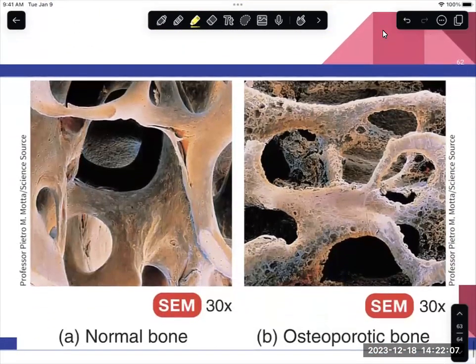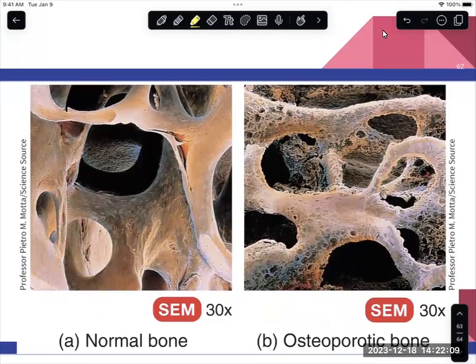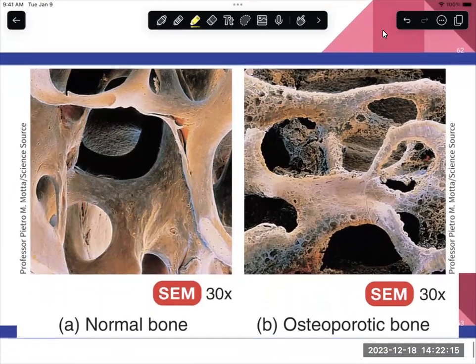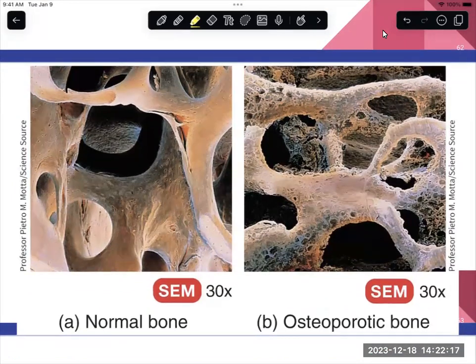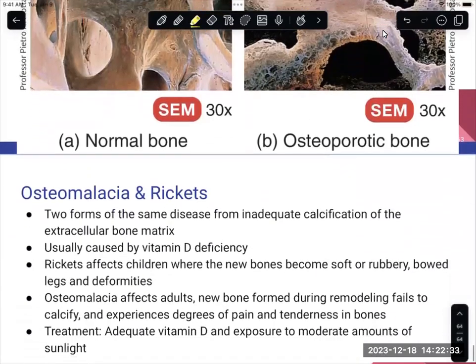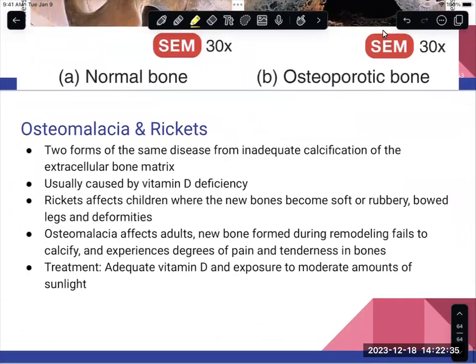And this is kind of a nice example. It shows a normal bone, spongy bone on one side, on the left side. On that right side, you can see that osteoporotic bone. You can see all those holes, those little pores found throughout that bone. That's why it is known as porous bone, because all those pores are where those osteoclasts are taking up bone.